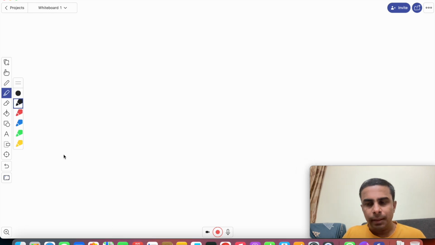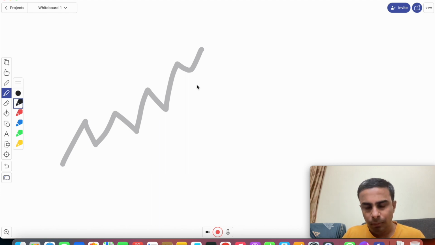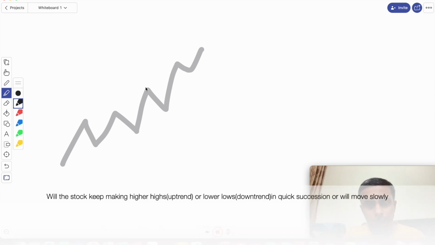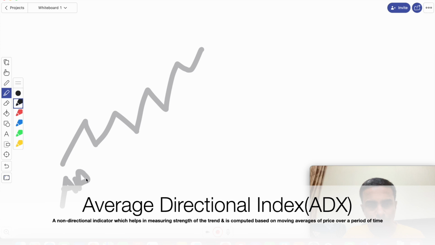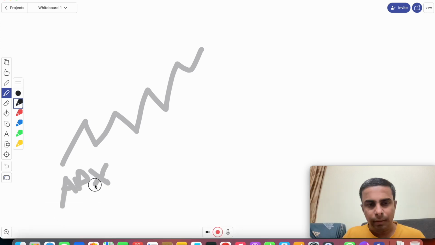For instance, let's say we identify that a stock is in an uptrend, that is, it is making a higher highs and higher lows combination. How do I know that this stock is going to continue its trend and for how long? And how strong is this trend? Will this trend fizzle out over here or over here? How can I determine that? We have an indicator called ADX. This is known as Average Directional Index.